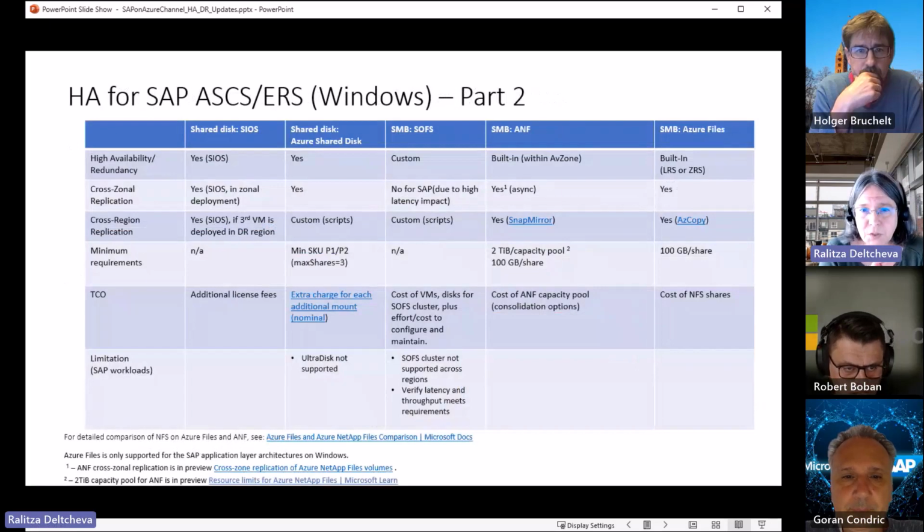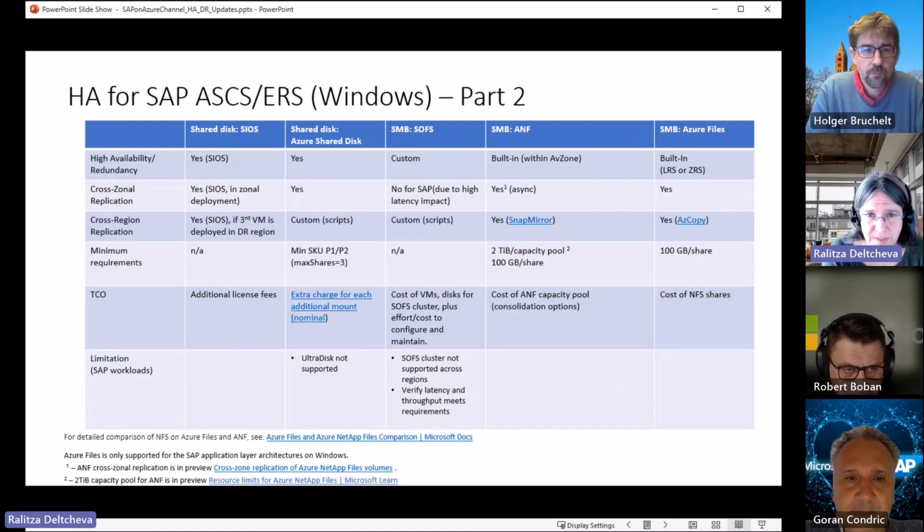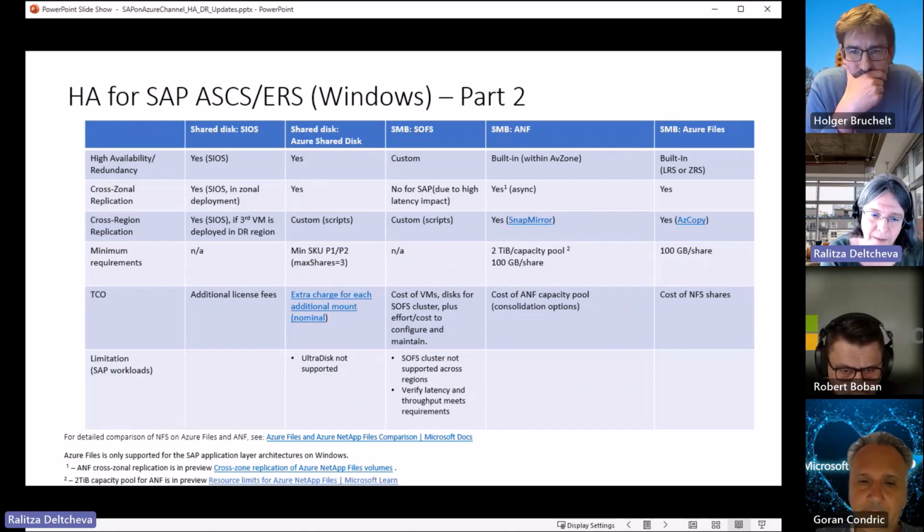So if we switch our attention now to HA for the SAP application layer on Windows. You can see here I have tried to organize all the possible reference architectures that we support on Windows. We have a quite comprehensive portfolio. On Windows, when you install an SAP system, you have two options, right? To install with a shared disk, and to install with an SMB share.